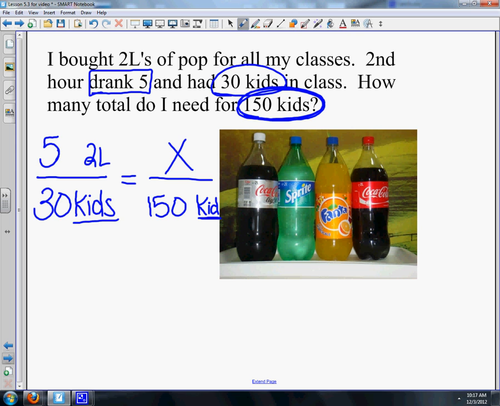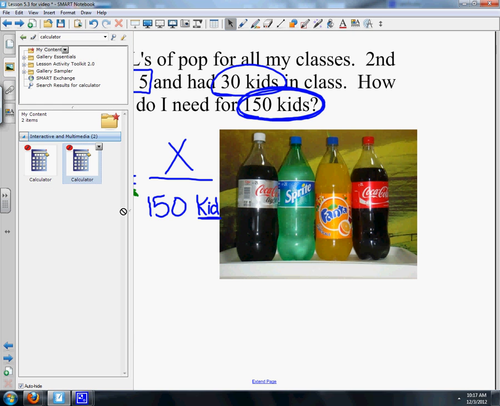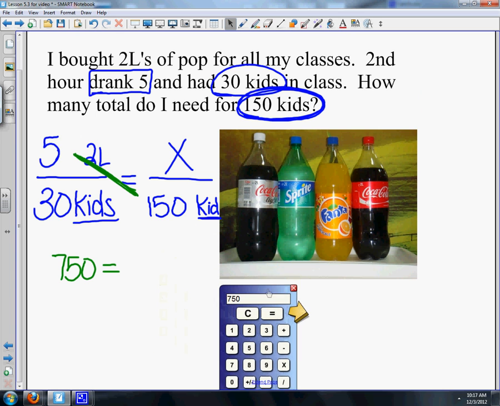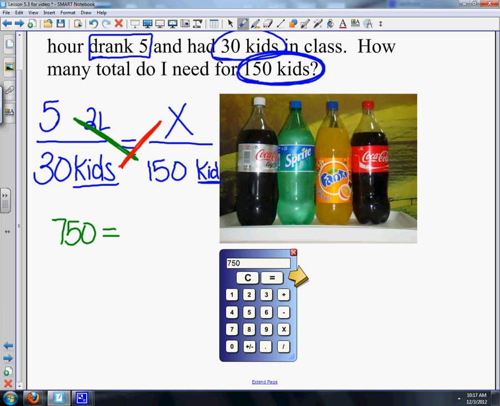So now what I do is I'm going to just cross multiply just like I did. So I'm going to do 5 times 150. So take out your calculator. I'm going to do 5 times 150, and that equals 750. And I need that to be equal to 30 times x. 30 times x.